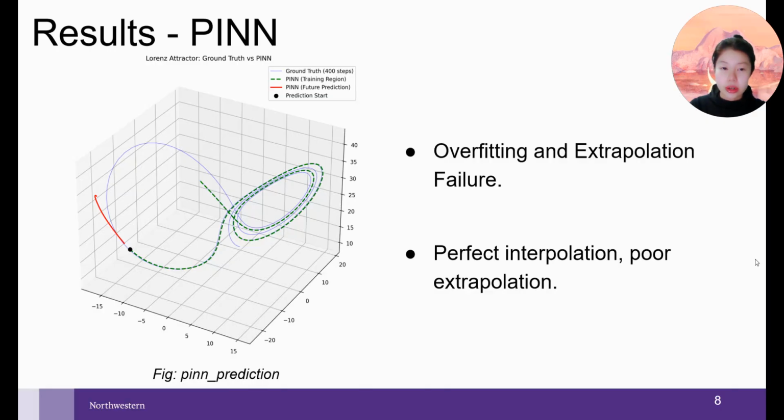So what we learn here is a key limitation. While physical residuals force the model to respect the governing equations, relying on them alone without continuous data assimilation is simply insufficient for the long-term forecasting of highly sensitive chaotic systems.